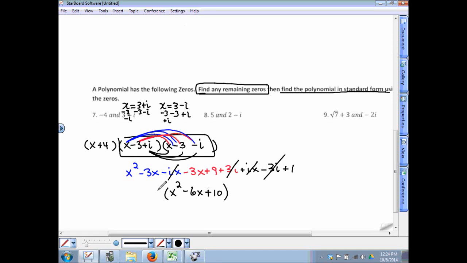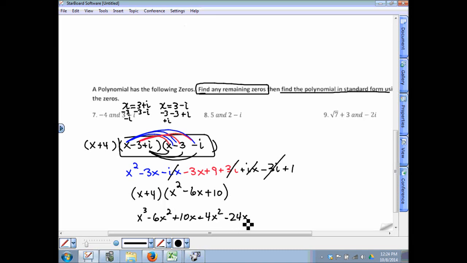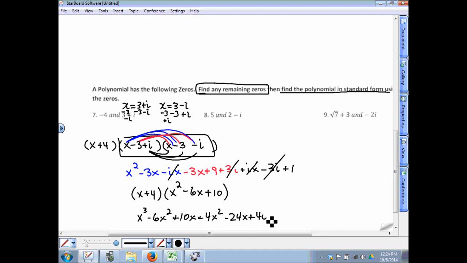What haven't we done? x plus 4. We've got that x plus 4, and then we distribute again. But now at least there's no more i's. So anyway, x times x squared, that's x to the third. x times negative 6x is negative 6x squared. x times 10 is 10x, plus 4x squared, minus 24x plus 40.